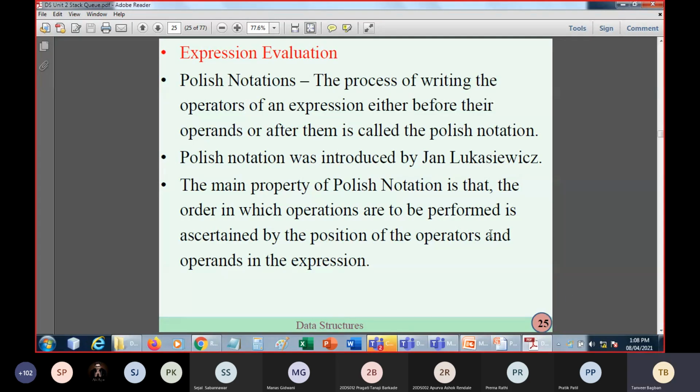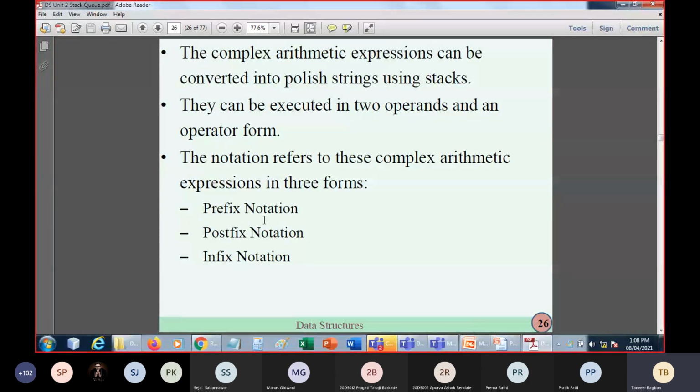Now, the next very important application is expression evaluation. An expression can be represented in 3 different Polish notations: prefix notation, postfix notation, and infix notation. Now an expression can be expressed in one of these 3 formats, and using a stack you can convert from one notation to another and vice versa.